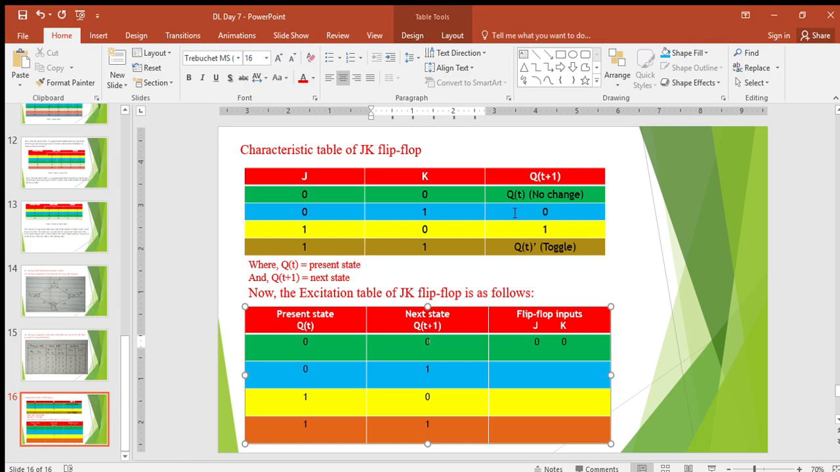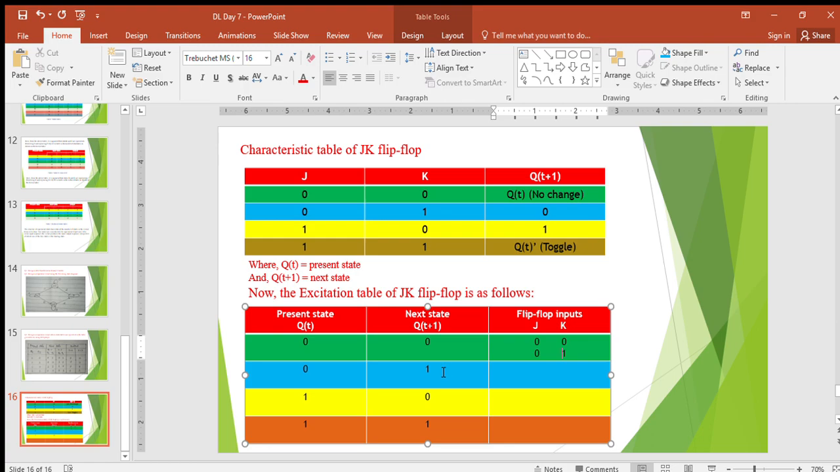Here it is, see the blue color. When the value of Qt+1 is 0, then the flip-flop inputs value is 0 and 1. Only see the next state. When the next state value is 0, then the flip-flop inputs have the value 0 and 1. It means the value of J input is 0 and the value of K input is 1. Yeah, 0 and 1.